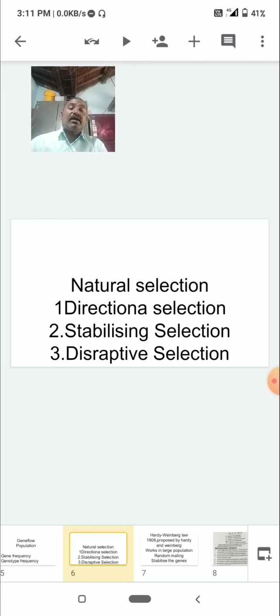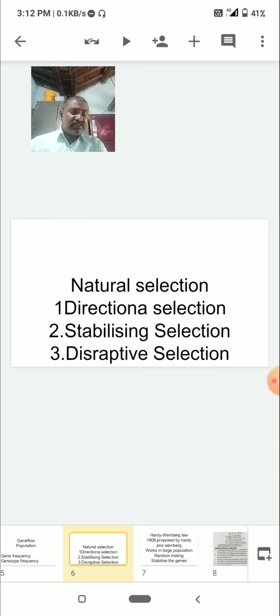Here the direction of evolution is the elongation of the neck. So this is directional selection.